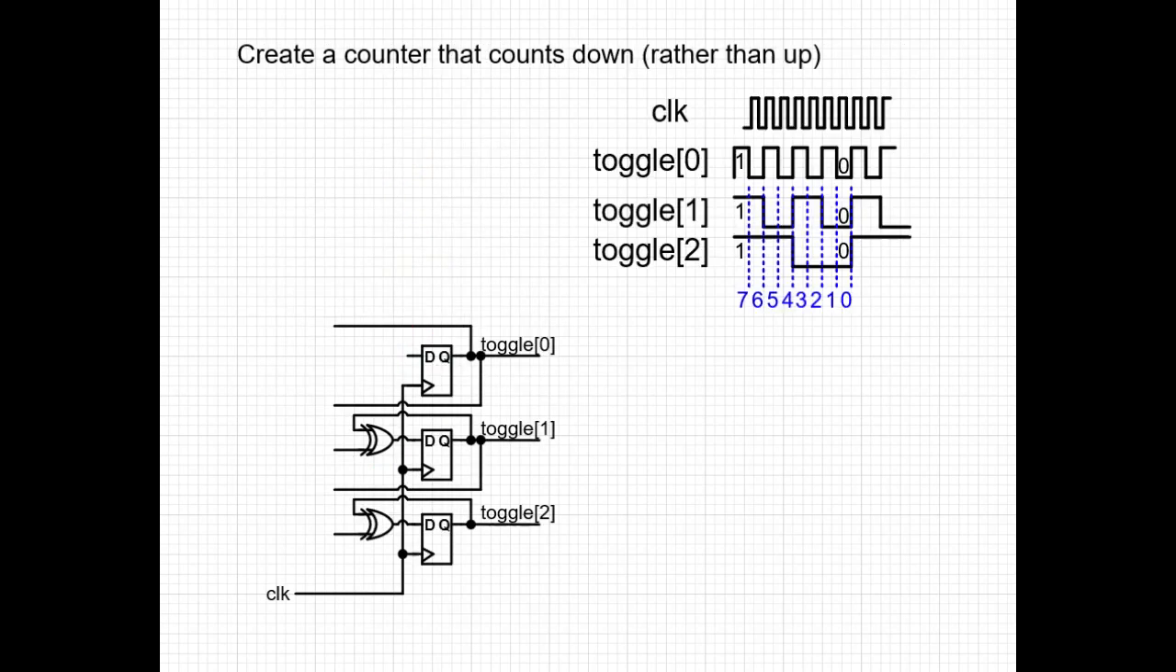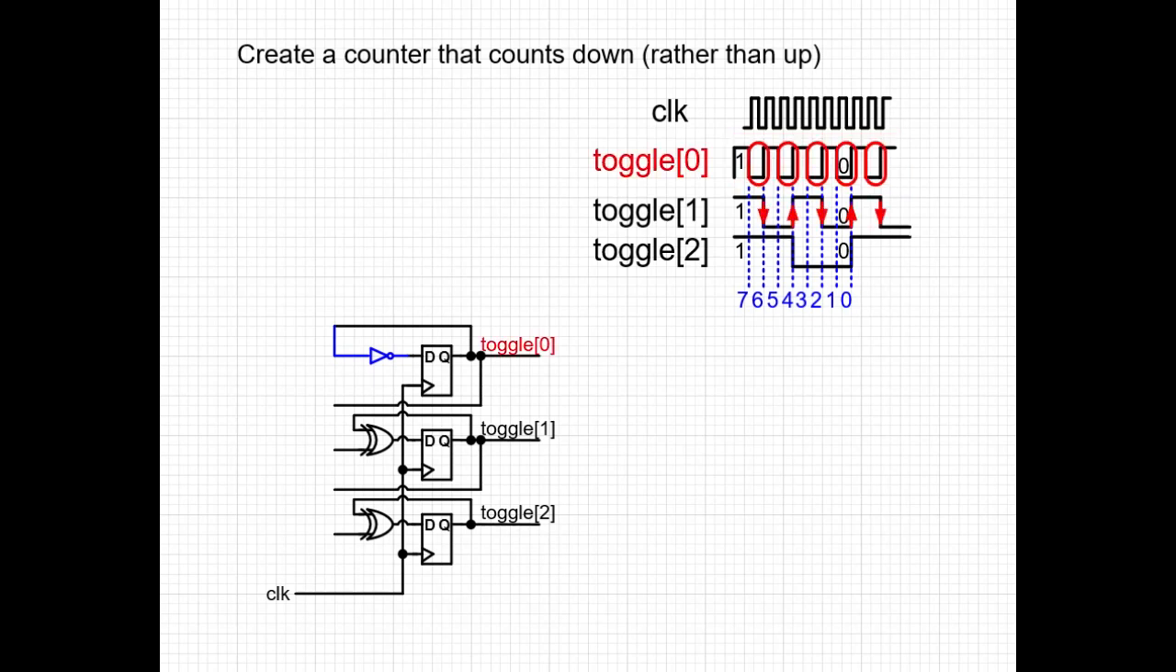Next, we need to create a counter that counts down instead of up. In other words, for this 3-bit counter, and starting at, for example, 7, it would count down through 6, 5, 4, etc. First off, we recognize that the first stage, the LS bit, just toggles up and down, just like the up counter. So we add an inverter to the first stage feedback, just like in an up counter.